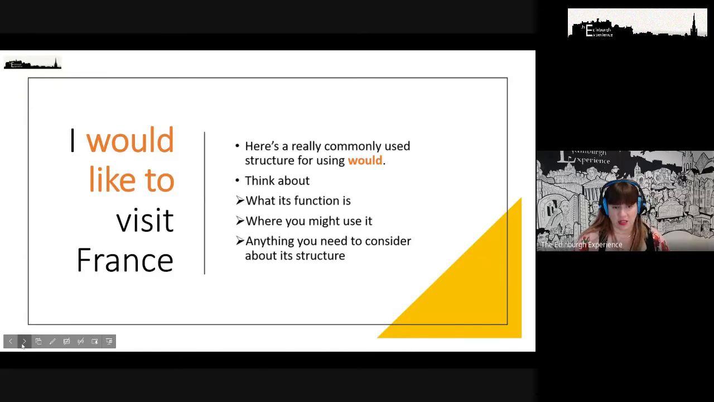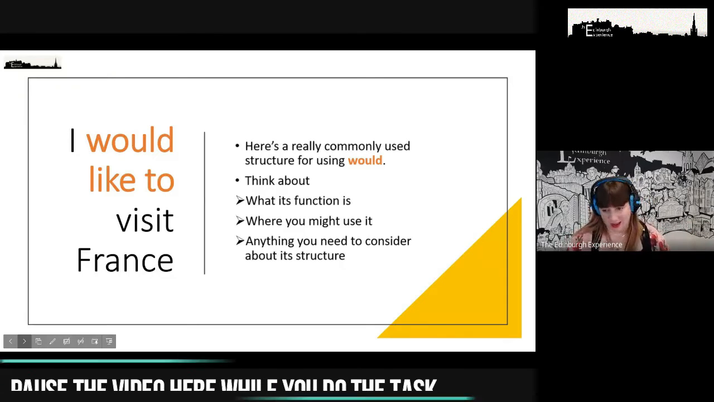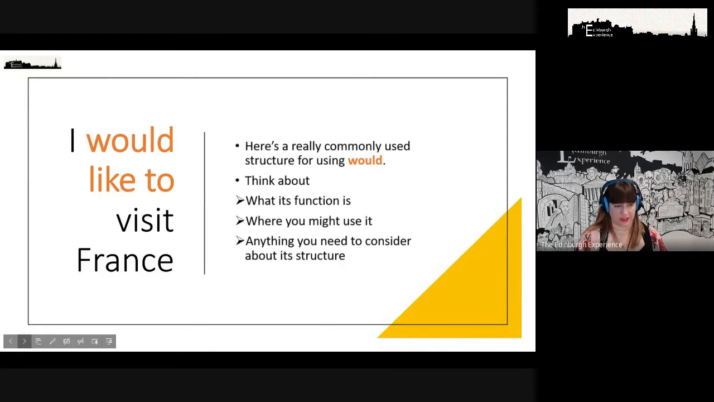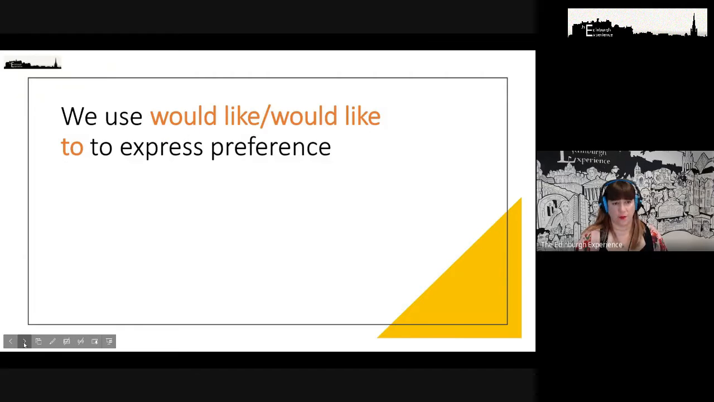And I'd like you to think if there's anything important about how we construct it and its structure. Do I need to use some infinitives in there? Do I need to use gerunds? That kind of stuff, okay? So just take a little minute to yourselves and consider how we use this structure here. Okay, so let's have a look. So we use the structure of would like or would like to express preference, right?